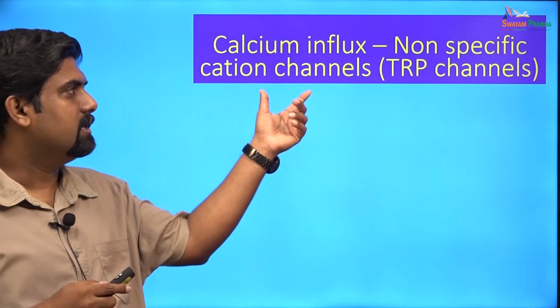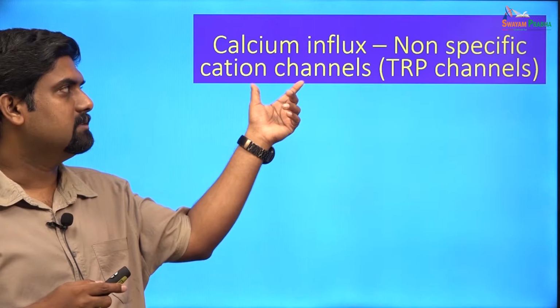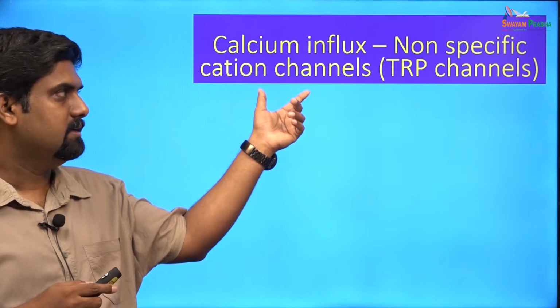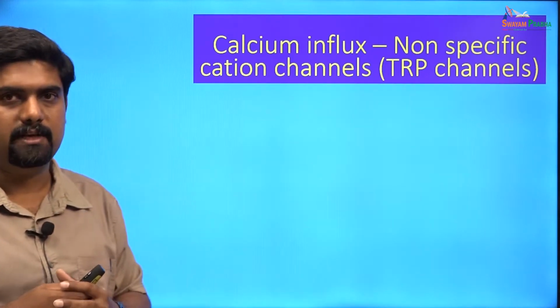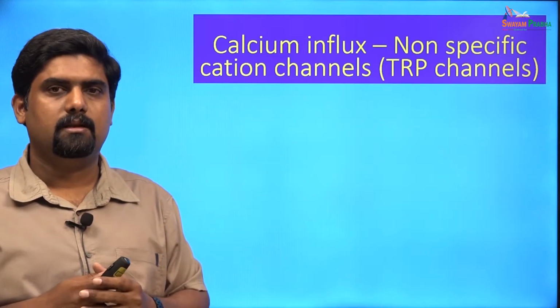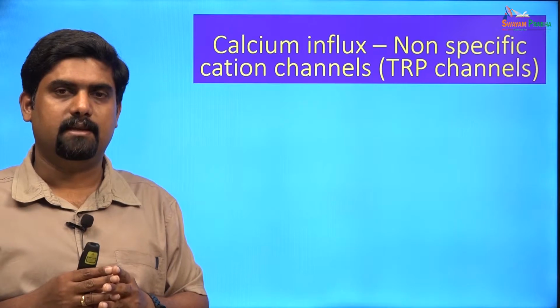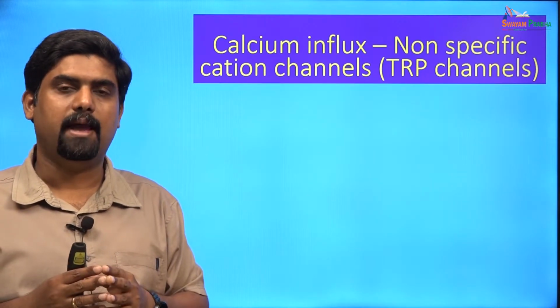Another calcium influx pathway for the cell is through something known as non-specific cation channels. One example is the TRP channels, or the transient receptor potential channels. Now, non-specific cation channels can conduct sodium, potassium and calcium.